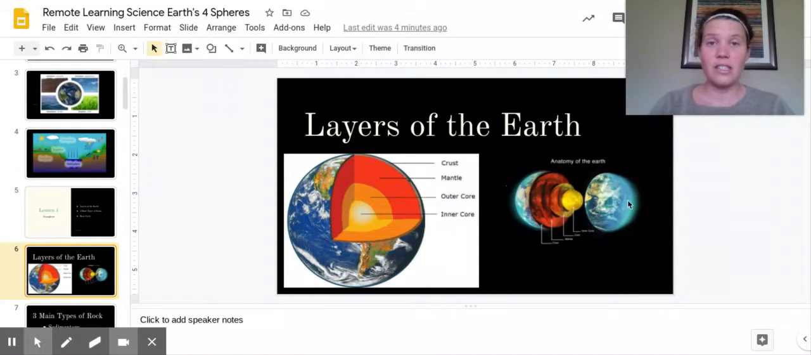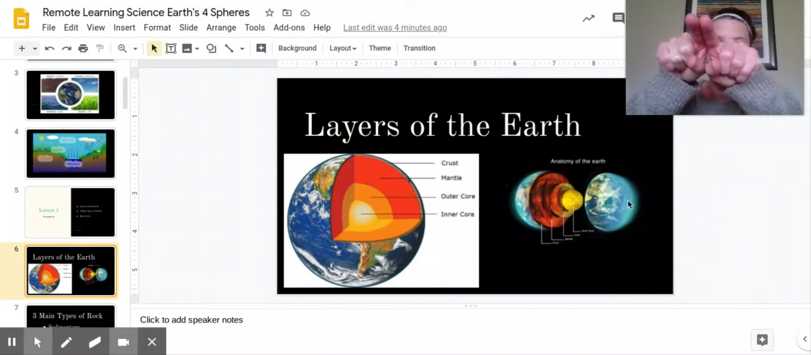So the layers again are the crust, the mantle, the outer core, you're making an O for outer, and the inner core, you're making a punch, because it's a solid ball. Now, if we were in class right now, I would have you do this with me. So let's do that again. So put your pointer fingers up. I want you to do it with me.